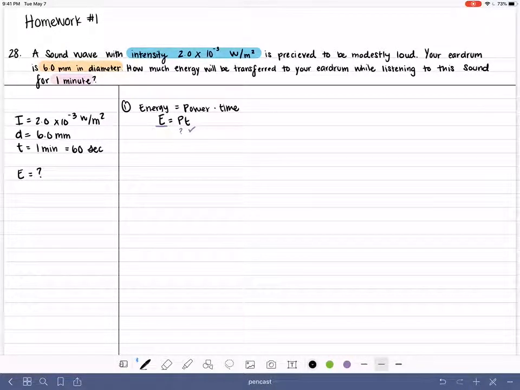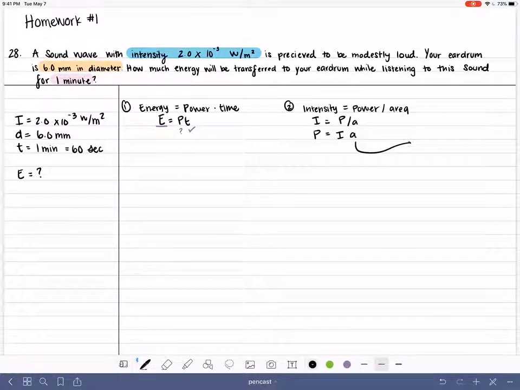Our second equation is I equals P divided by A. So intensity equals power divided by area. That's equation number 2. And so we want to find the value for P, so let's multiply A over to get P equals I times A. And A in this case is the area of a circle, and the area of a circle is pi r squared.